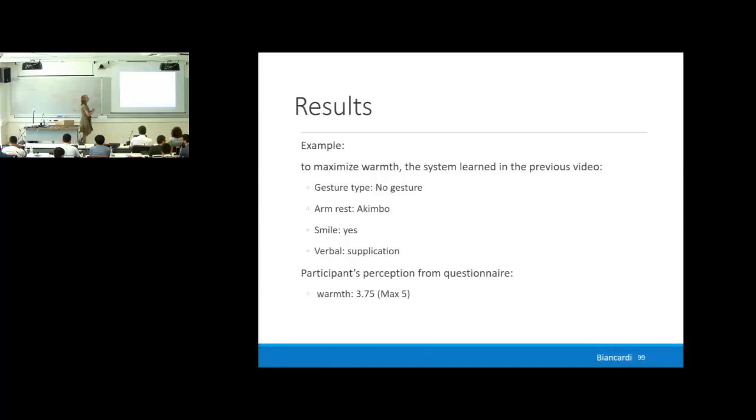So for example, to maximize the outcome of the study, we can have for each individual participant which type of behaviors work best for them, because the system is learning and adapting to each participant. And we found that, for example, for participants that viewed the agent as quite warm, for a maximum of 5 on the Likert scale, the behaviors were no gestures, akimbo gestures, smile, and verbal supplication. I'm going to explain that.